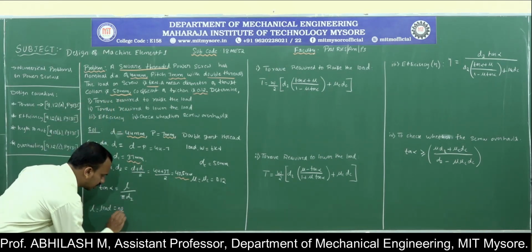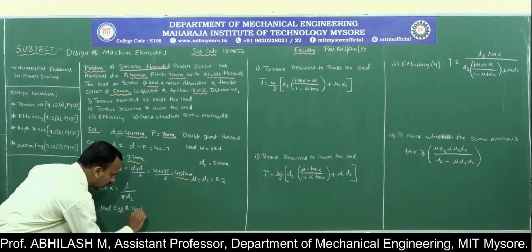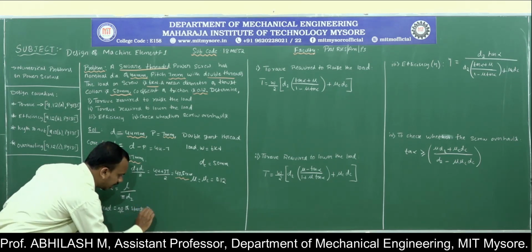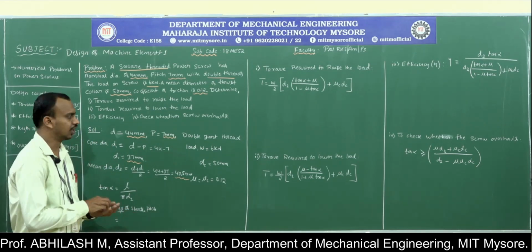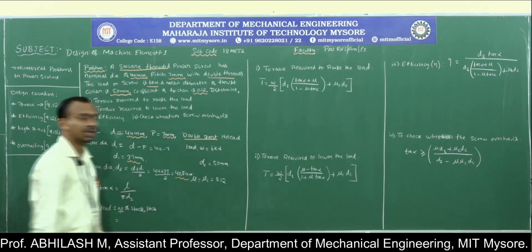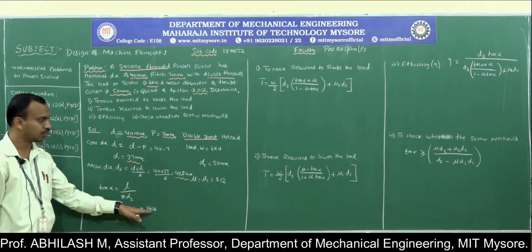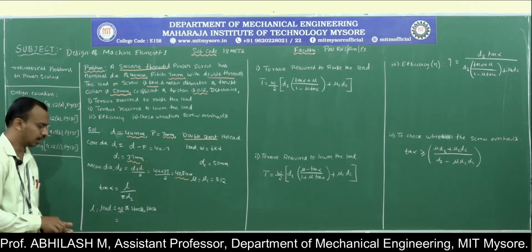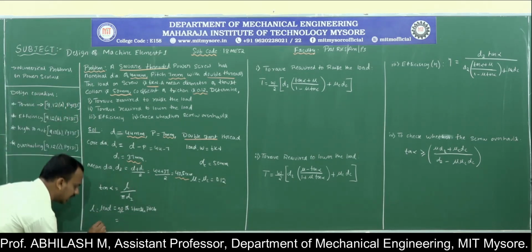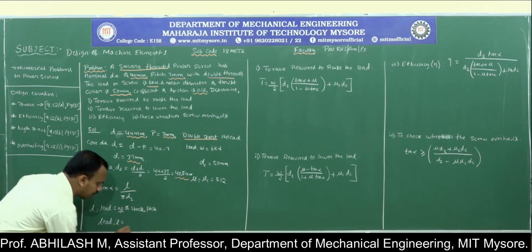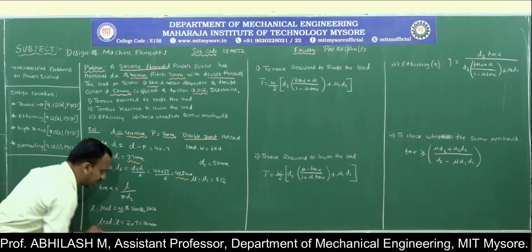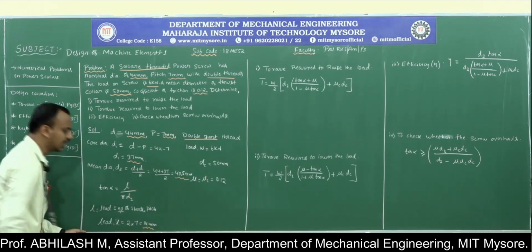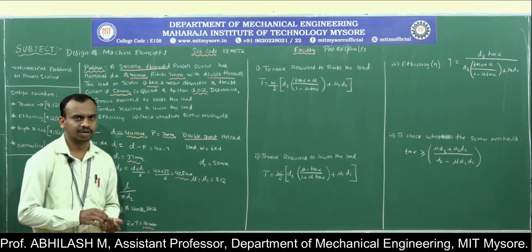This lead is equal to number of starts or threads into pitch. Do I know the number of starts or threads? Yes, I know. How much is it? Double start. Do I know the pitch value? 7 millimeter. Can I calculate the lead? Yes, we can easily calculate. So the lead L is equal to number of starts, which is 2, into the pitch, which is 7. So it is 14 millimeter. This becomes a very important data. The lead is equal to 14 millimeter.